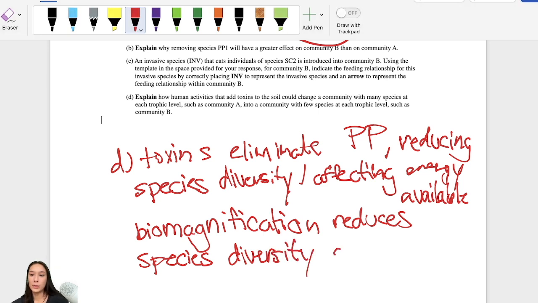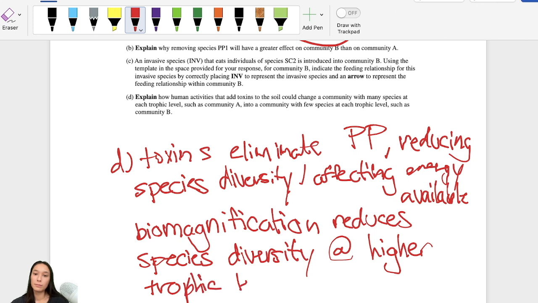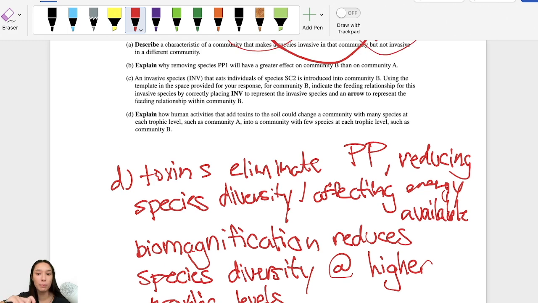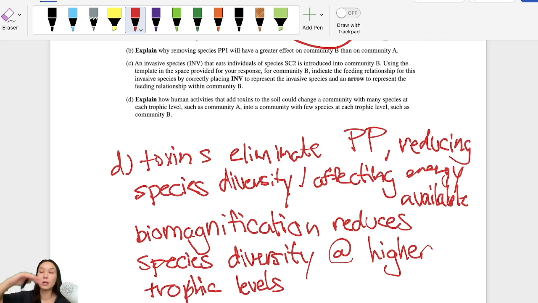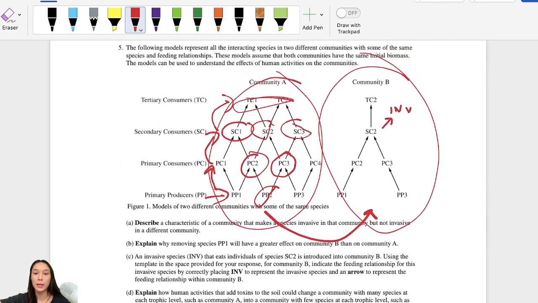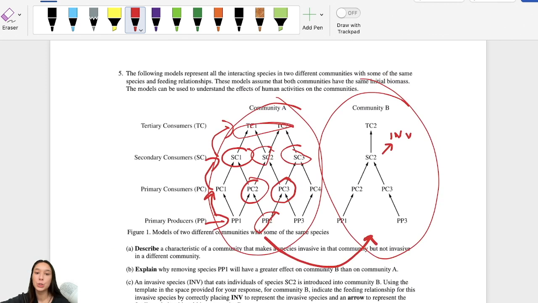Okay, you say at higher trophic levels. Actually, be a little bit more specific, because biomagnification refers to the upper trophic levels. You don't have to say that for D because it's kind of already said that you're talking about eliminating the primary producers. In this case, you're going to be affecting the higher up consumers because of biomagnification. Okay, so that is it for 5. This one wasn't too bad. And this one was also worth 4 marks, 1 for each part.